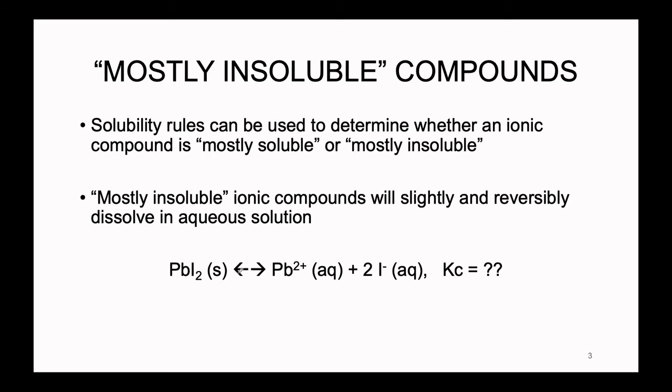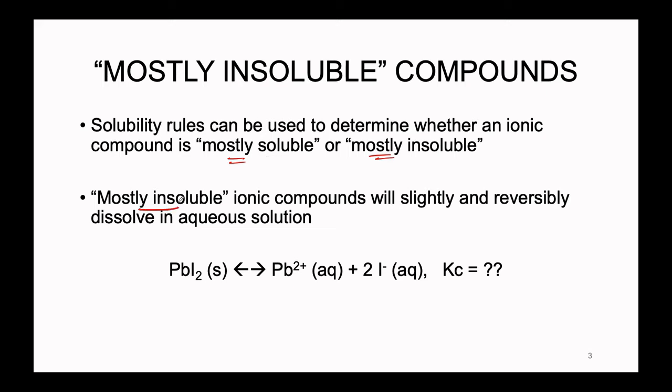Okay, so let's tie in then those mostly insoluble compounds. Solubility rules, again, that I've posted on Blackboard as a refresher, can be used to determine whether an ionic compound is mostly soluble or mostly insoluble. But what does that really mean? We're going to be focusing on the mostly insoluble, but the same types of arguments can be made for mostly soluble compounds, and we'll talk about that a little bit later.